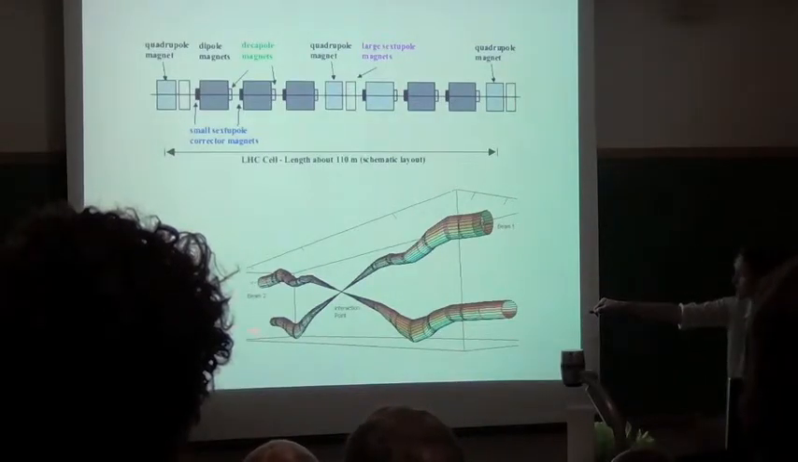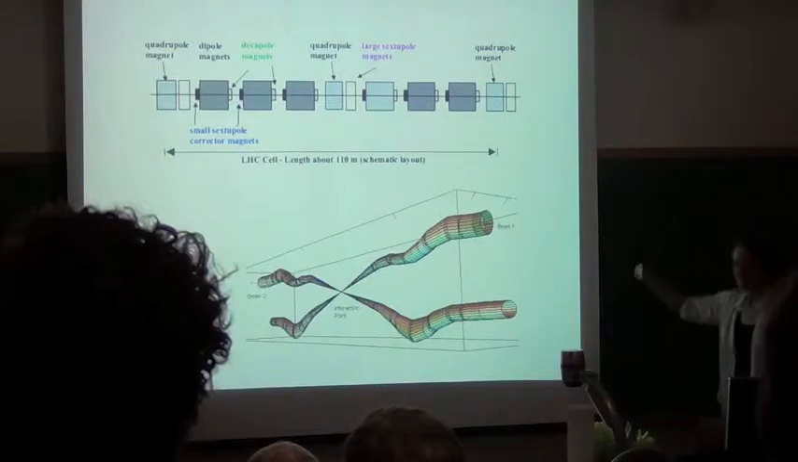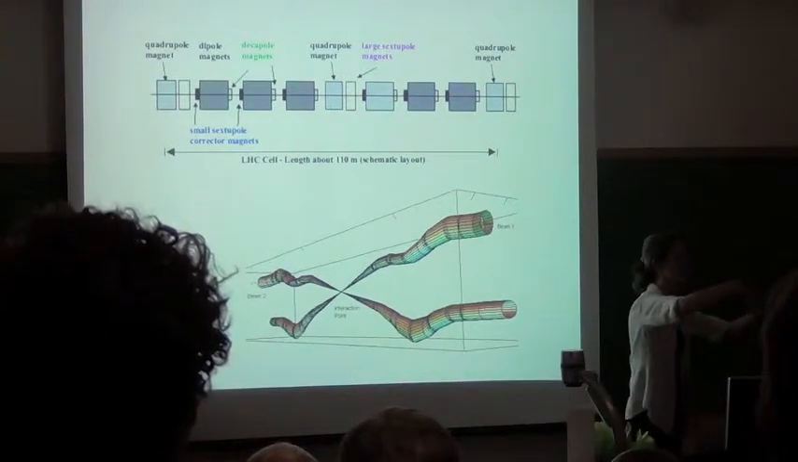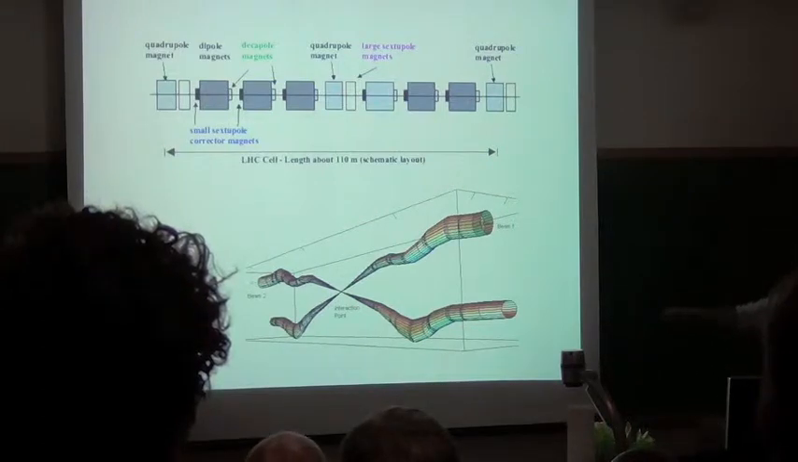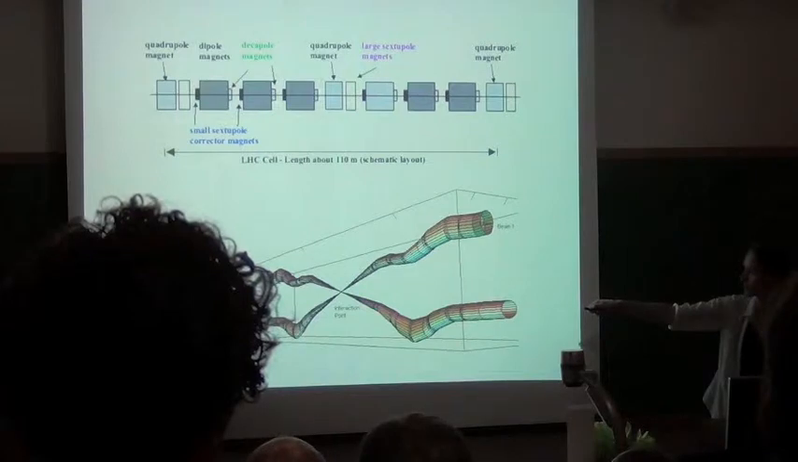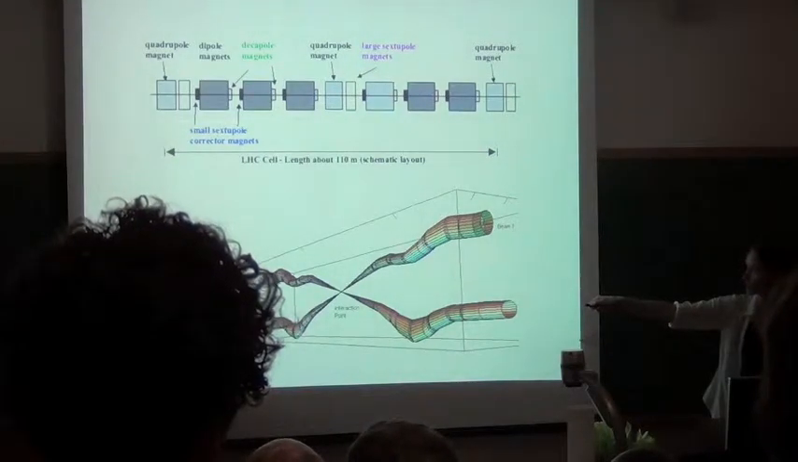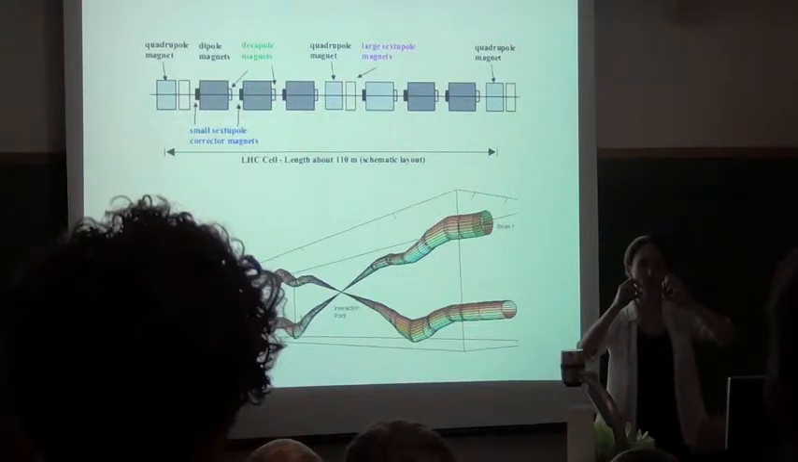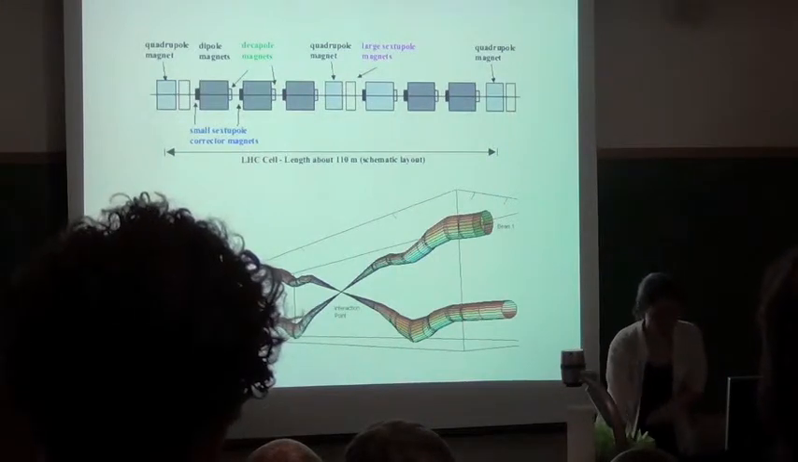We have these beams that come in, and they're made to actually pass through each other at a certain point, a few points around the ring of the LHC. So my experiment, the ATLAS experiment, is built around one of these collision points. But you can see that the magnets, this is a cross-section of the magnets, need to support these two very high magnetic fields that are very close to each other, giving you basically opposite forces.